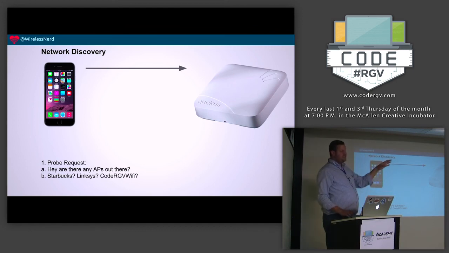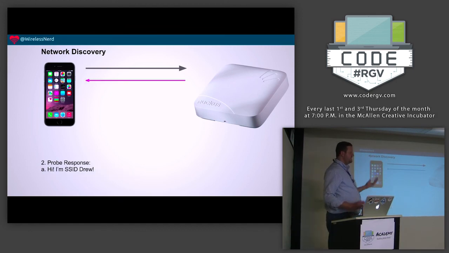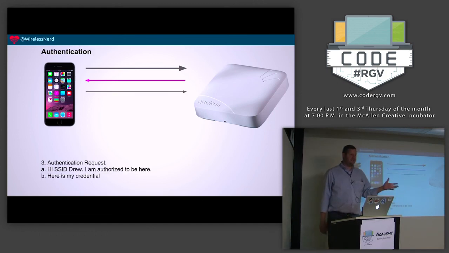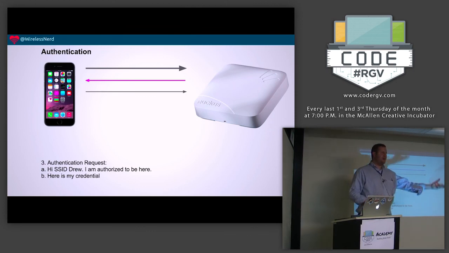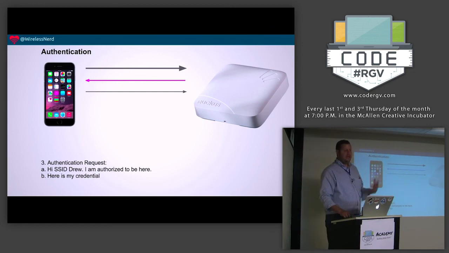And so the access point then responds and it says, hey, I'm SSID Drew. SSID is service set identifier. That's the network name. That's what you see when you bring it up. That's your SSID. And so it says, hey, my SSID is Drew. And I'm not in your list, but this is who I am. And it says, cool, SSID Drew. It's nice to meet you. I'm totally authorized to communicate with you. Here's my credential. Here's my password. Here's my certificate. Here's whatever's necessary in order to communicate. And it checks that password or that credential in the back end.